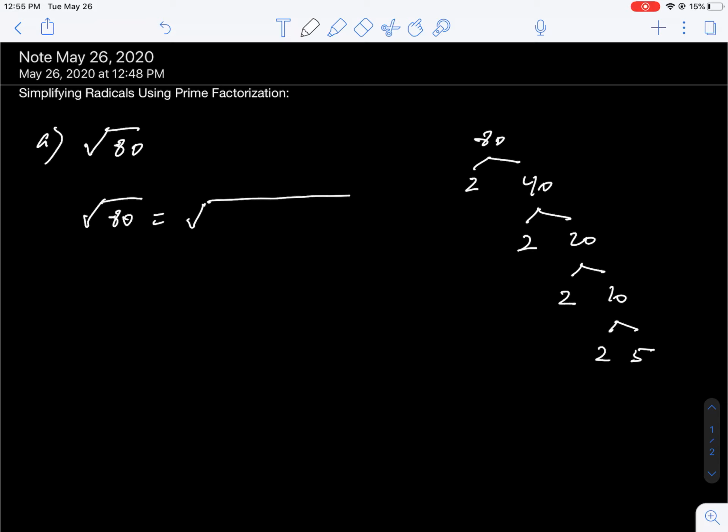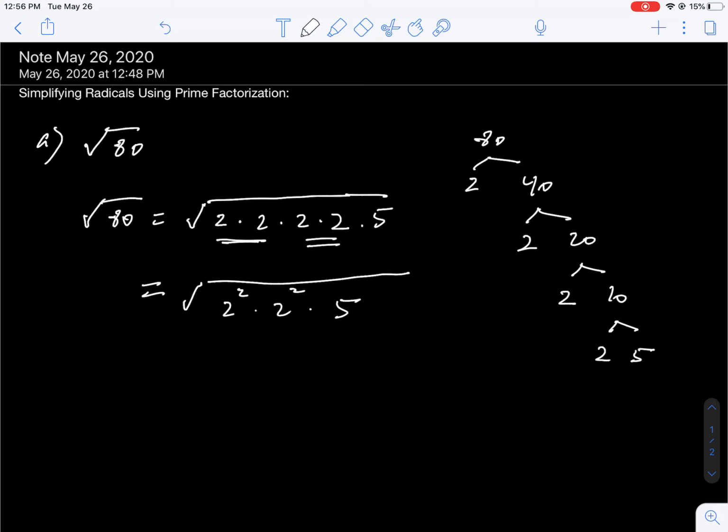Now with that 80, I will write it as a product of its factors. Okay, so I've got 2, another 2, a third 2, a fourth 2, and a 5. Now because this is a square root, we'll try to get groups of 2 factors together, the same factors together. So these 2 will go together, these 2 will go together. And we will change it to a different format, 2 to the power 2, and 5.